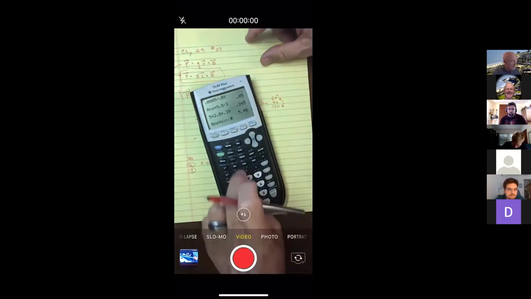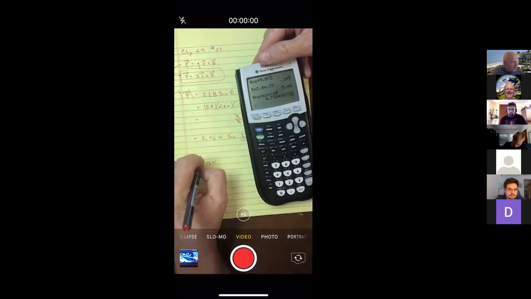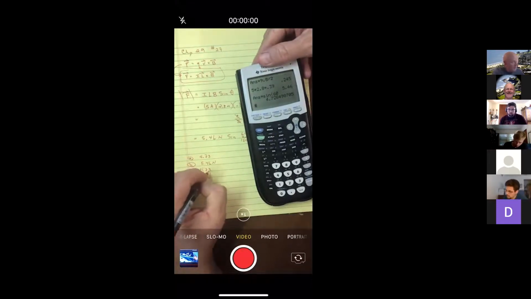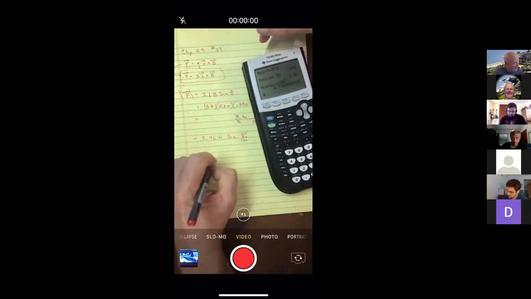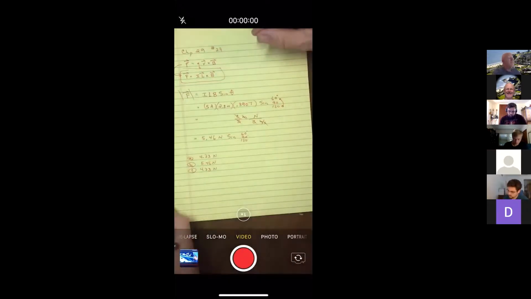So times sine of 60 degrees is 4.73. And let me just check. I don't think they asked for any kind of direction. They didn't give any pictures or anything.